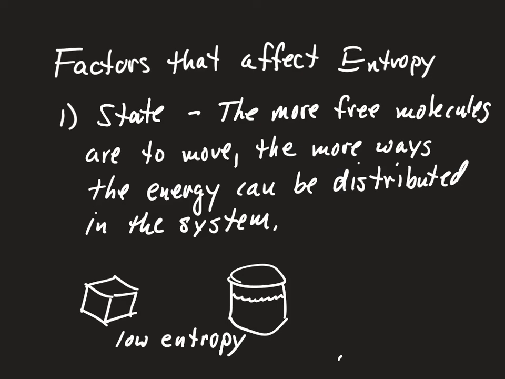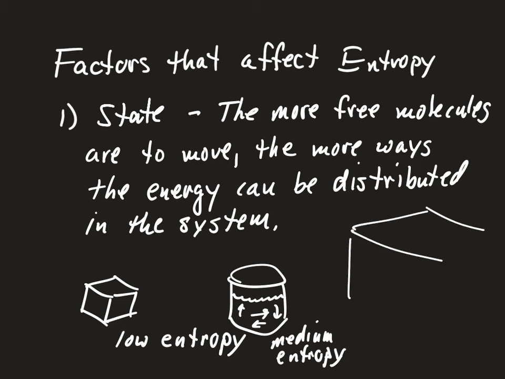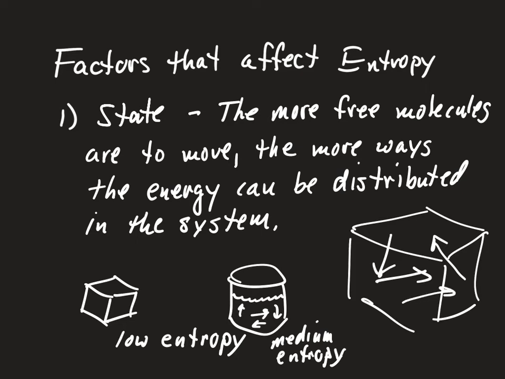If we have our molecules in a liquid state, they are freer to move within that liquid, but because the liquid has a defined volume and they're very close together, their movement is still somewhat restricted. We have a medium entropy. But if the molecules are in a gaseous state, those same molecules are free to move anywhere in the container and bounce off the walls and bounce off of each other, that state has a high entropy.